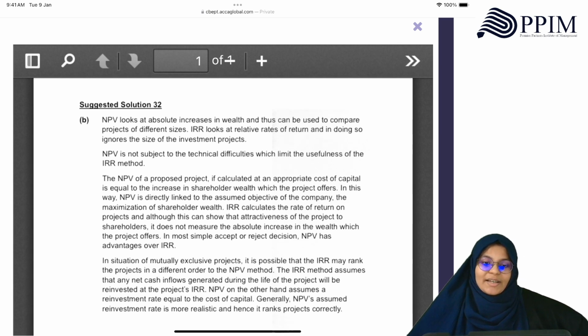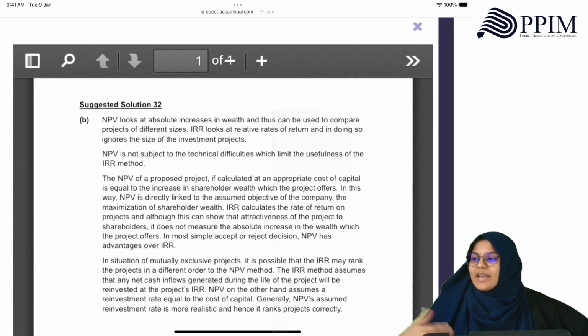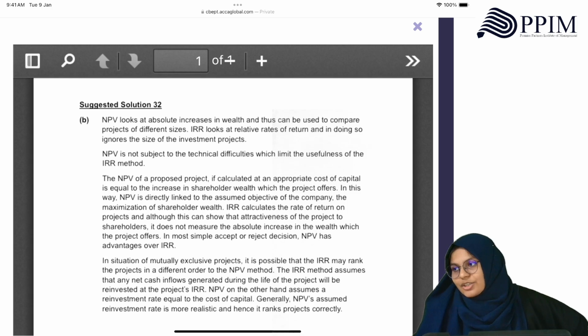Finally, one more thing: with NPV, the accept and reject decision is very straightforward. If it is positive, accept. If it's negative, reject. Whereas with IRR, you don't have a clear-cut decision rule.